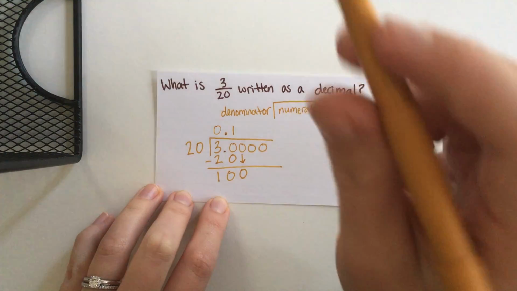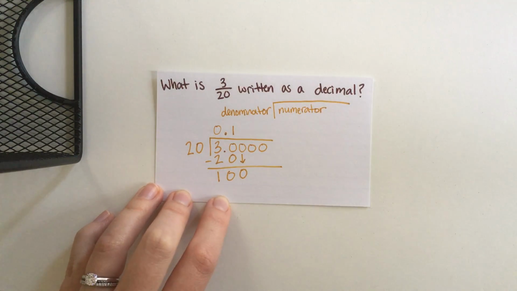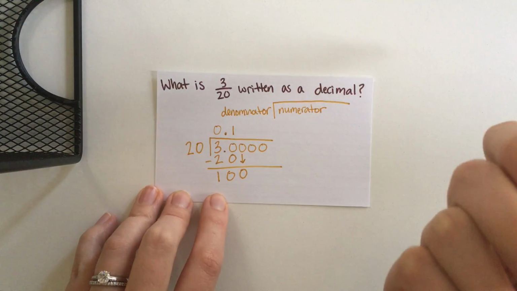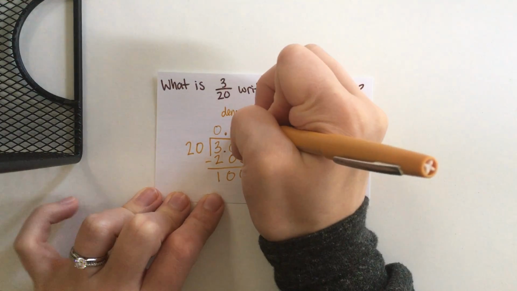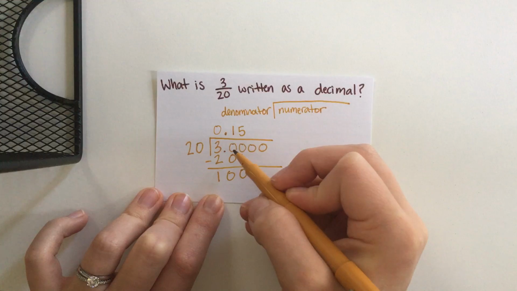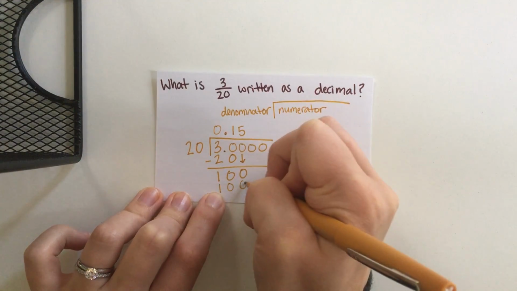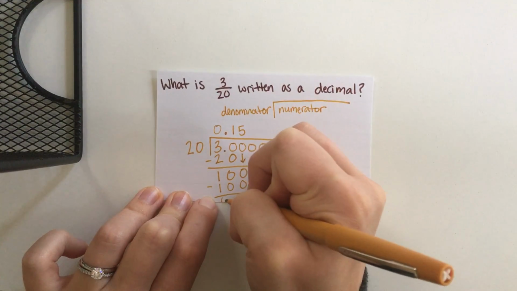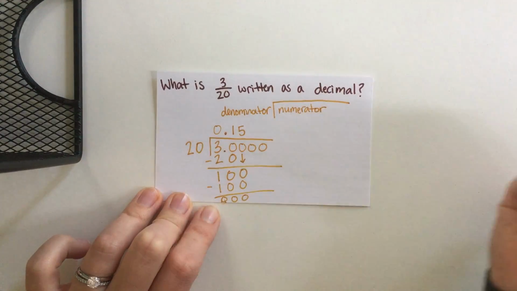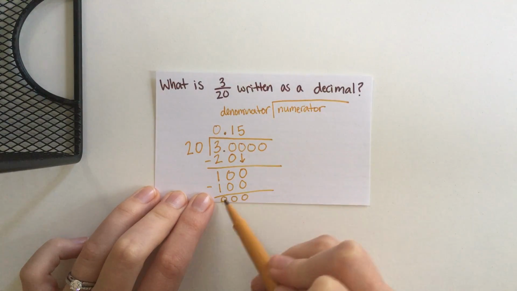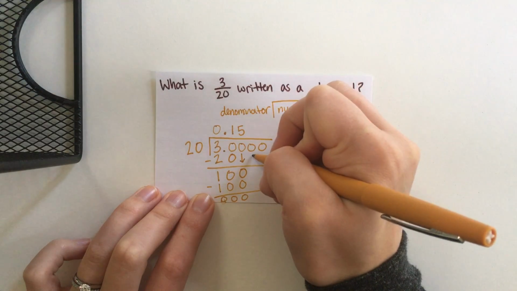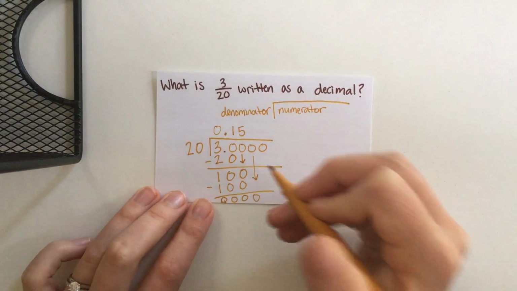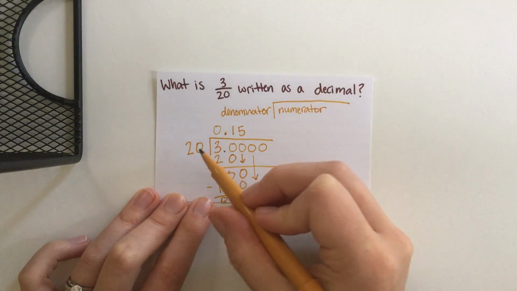20 goes into 100. We did this on an earlier problem. 5 times 20 is 100. So that means we're going to have 5 up top. 5 times 20 is 100. We subtract, and this is where we have zeros. We are going to that point of all zeros. It doesn't matter if I bring down more zeros at this point. I just have zeros here.